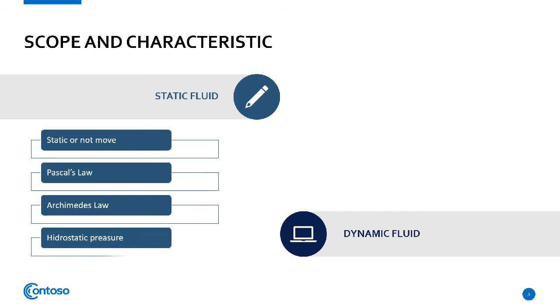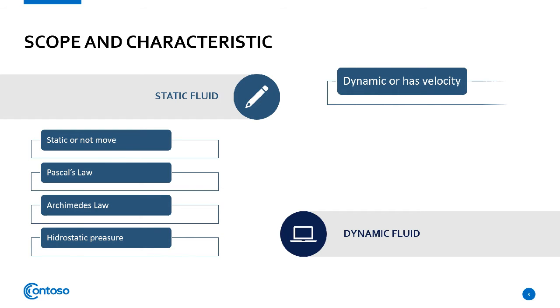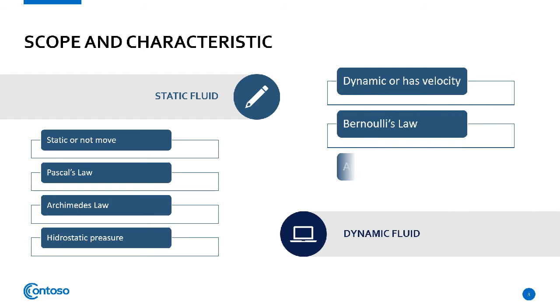And the next is dynamic fluid. The main characteristic of dynamic fluid is that it has velocity, it is dynamic. In dynamic fluid, we will learn about Bernoulli's law and its application in human life, especially in a plane.